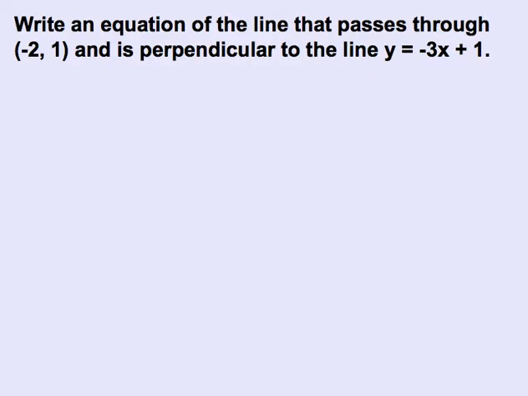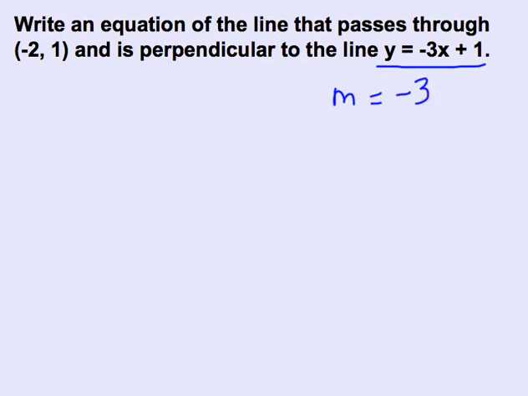Now I want to write an equation of a line that passes through the point negative 2, 1 and is perpendicular to the line y equals negative 3x plus 1. The first thing you need to do is look at this equation. The slope of this equation is negative 3.